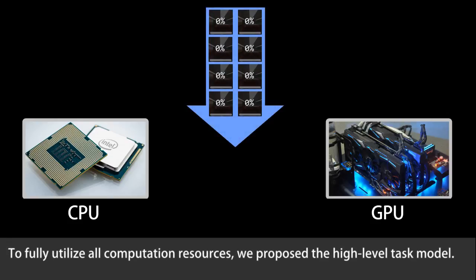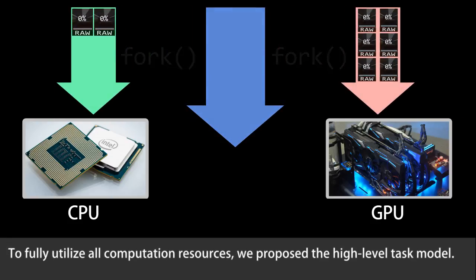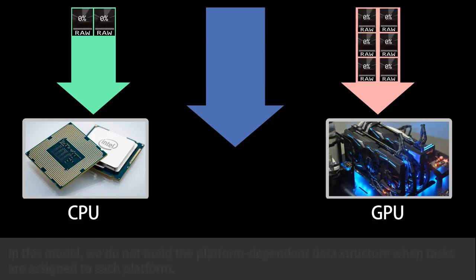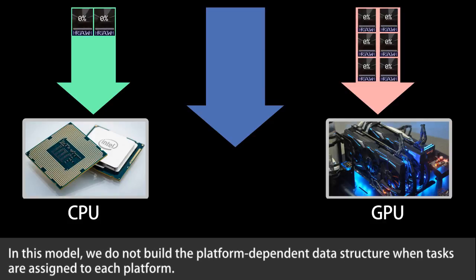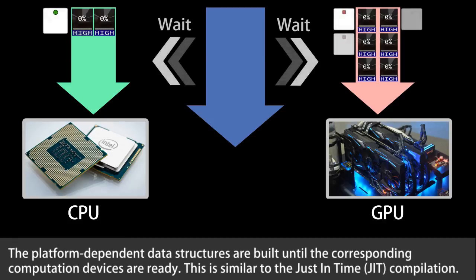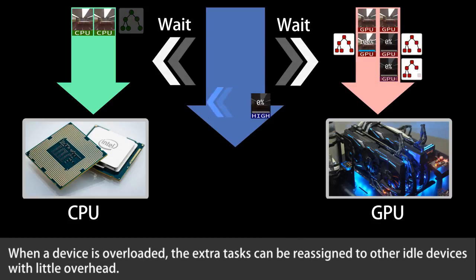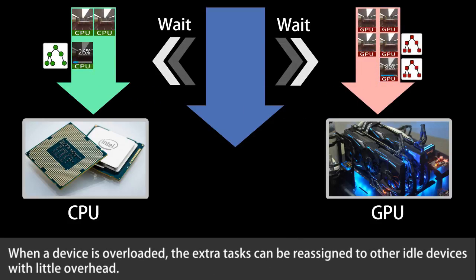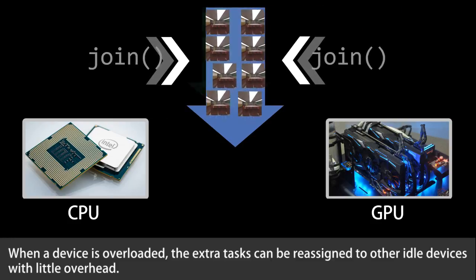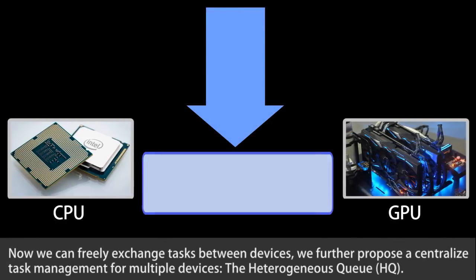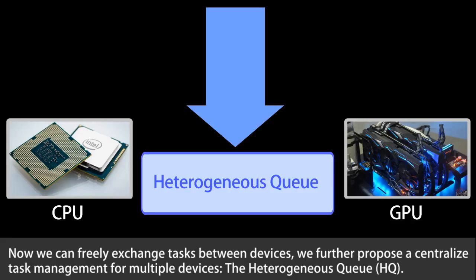To fully utilize all computation resources, we proposed the high-level task model. In this model, we do not build the platform-dependent data structure when tasks are assigned to each platform. The platform-dependent data structures are built only when the corresponding computation devices are ready. This is similar to just-in-time compilation. When a device is overloaded, the extra tasks can be reassigned to other idle devices with little overhead. Now we can freely exchange tasks between devices.